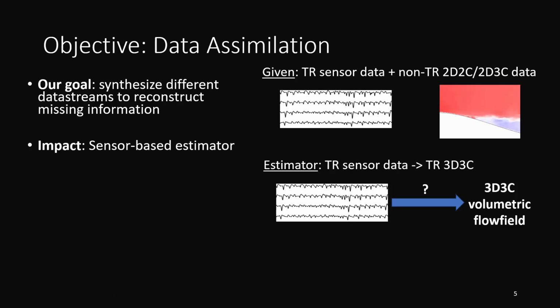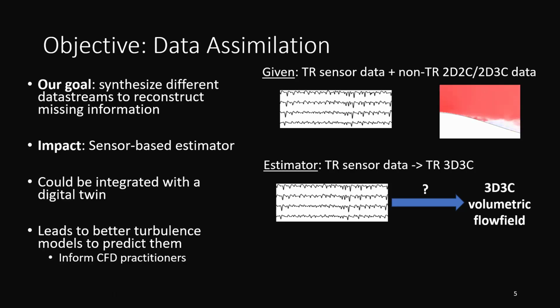The impact could be quite staggering. We could implement these estimators to build something like a digital twin, where you have a virtual replica of a physical system. So this could be really interesting for real-time engineering diagnostics. Of course, this also leads to a better understanding of the flow, so we can have improved models that we can use to inform CFD or computational practitioners.